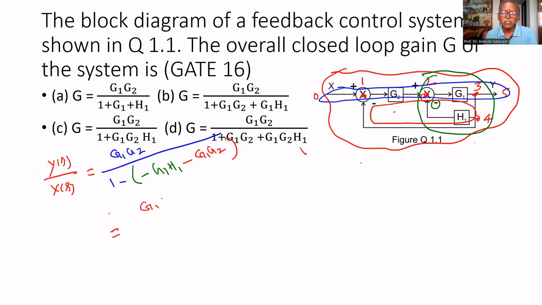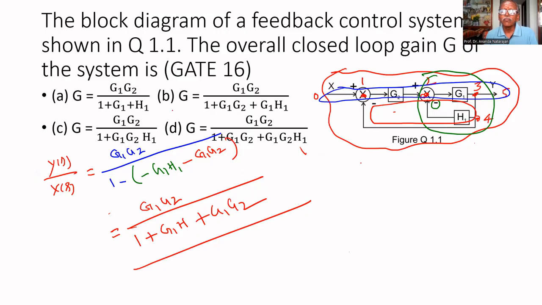Therefore, the answer is G1 G2 divided by 1 plus G1 H1 plus G1 G2. That's all. Therefore, B is the answer.